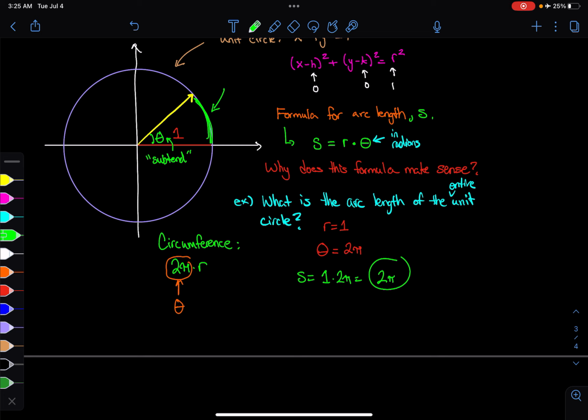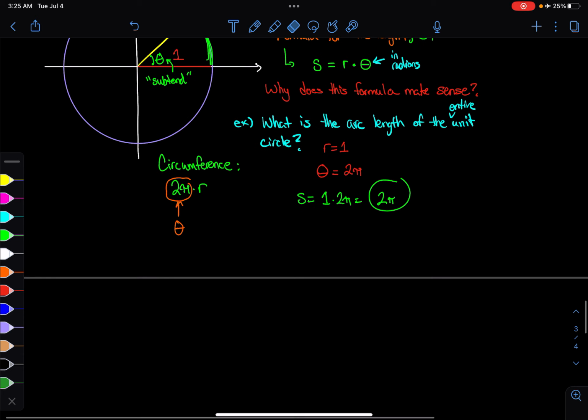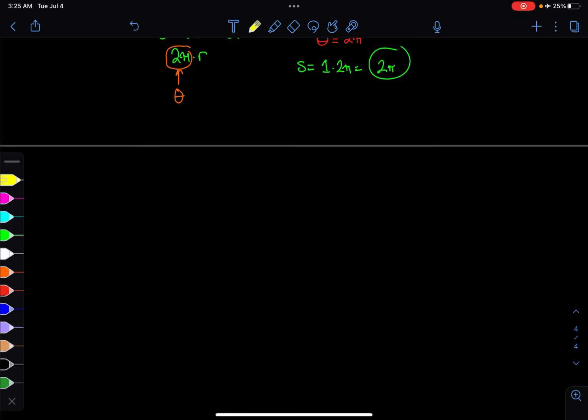And these are very specific to circles. It's not just a random curve, right? That requires a little bit of different math, which you will learn in your calculus class, but it's specific to arc lengths of circles.